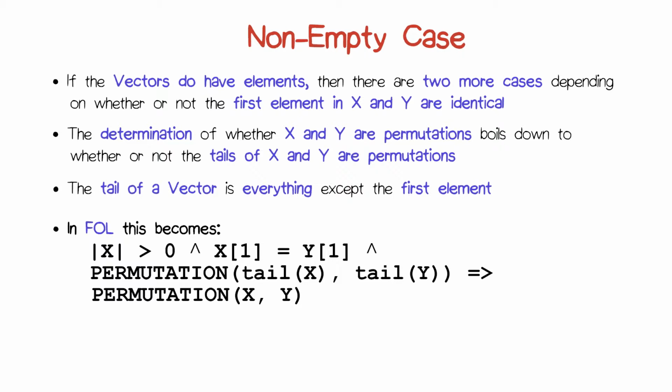In particular, that says if the length of x is greater than 0, that's our special case. And our second special case was that the value in the first position of x is equal to the value of the first position in y. And the third condition is if the tail of x is a permutation of the tail of y, then we can conclude that in fact x and y are permutations of each other. So we handled the case where they were empty vectors and said they were permutations. And in this case, if these three conditions hold, they are permutations.